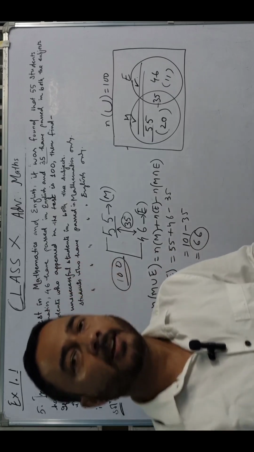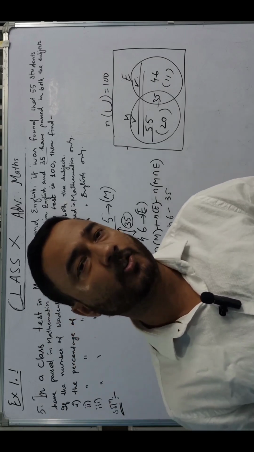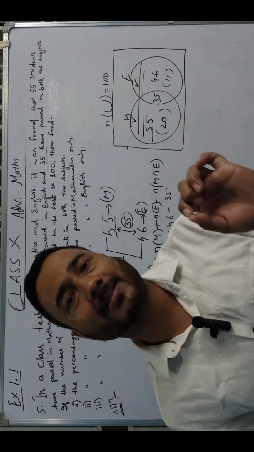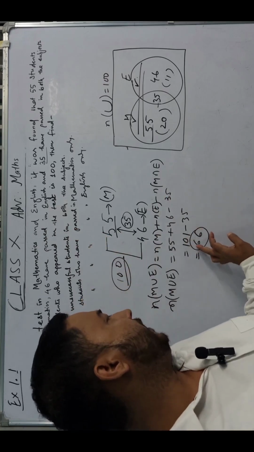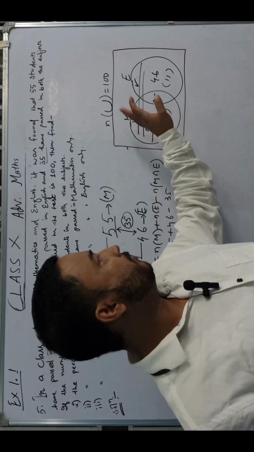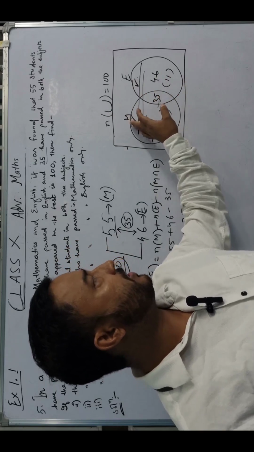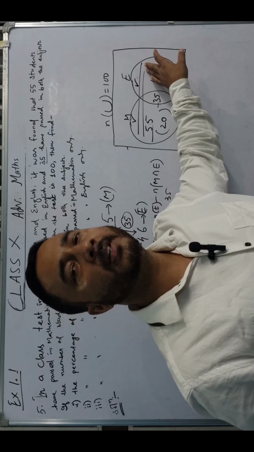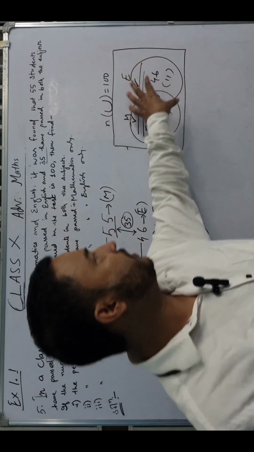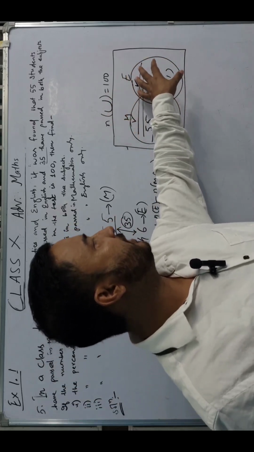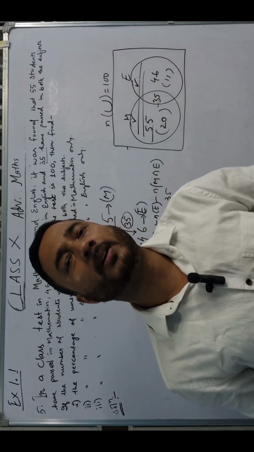Are you clear? Out of 100 students who appeared in the tests of two subjects, maths and English, 66 students could pass at least one of the two subjects. Out of these 66 students, some passed both maths and English, some passed only maths, and some cleared only English. But if you consider the two subjects together, 66 students have passed at least one of them.